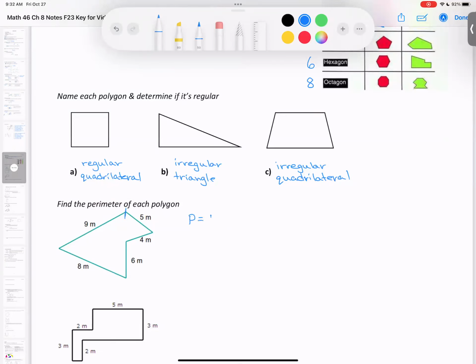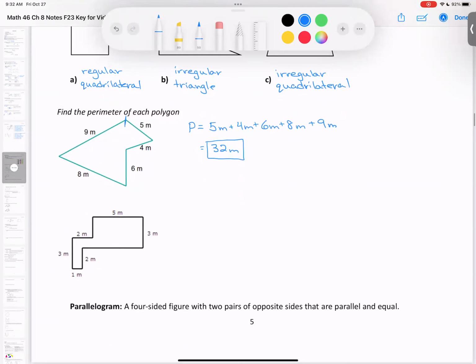So the perimeter here is going to be 5 meters plus 4 plus 6 plus 8 plus 9. Okay, and so if you calculate that out, you should get 32. So 32 meters for this perimeter. Okay, take a look at this next one.